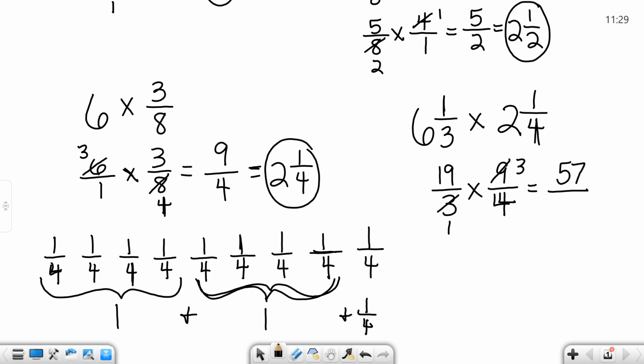Y'all, this is making me crazy. And this is a 4, I think. 1 times 4 is 4.